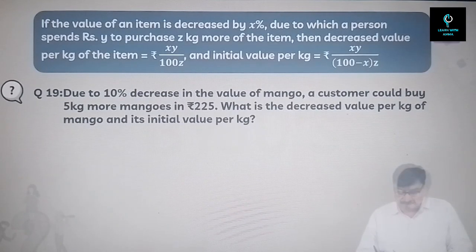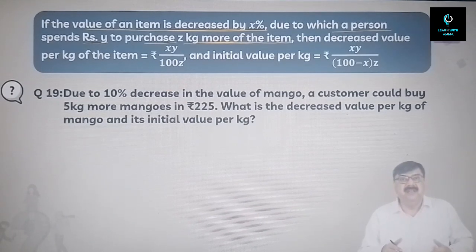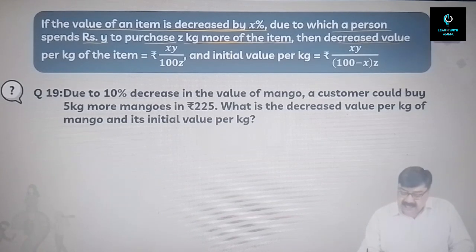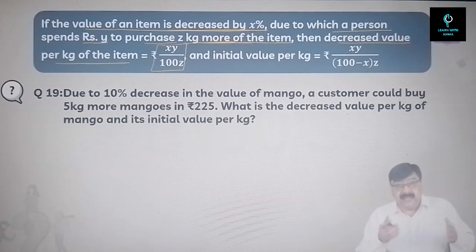Now look at the next one. In the previous question, the value was increasing by 10%. But here, if the value of an item is decreased by x%, that is the difference here, due to which a person spends rupees y to purchase z kg more. Well, if the price has become less for an item, you would tend to purchase more of that item. Then the decreased value per kg of the item is xy by 100z. When you have decreased it by a certain percentage, the decreased value is the same as used in the previous case, and that is xy by 100z.